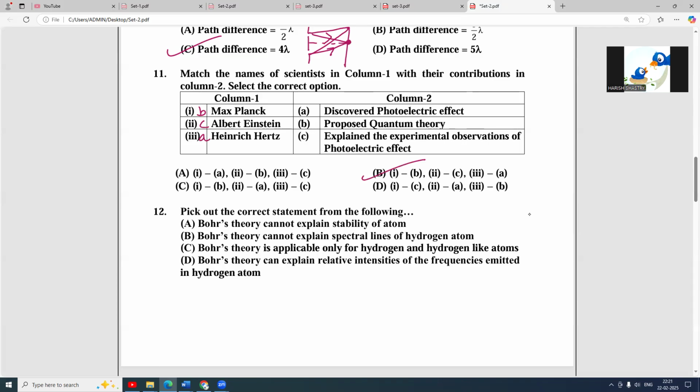Pick out the correct statement from the following. Bohr's theory cannot explain the stability of the atom. It is wrong, because Bohr's theory can explain the stability of the atom. Actually, Rutherford's theory couldn't explain the stability.